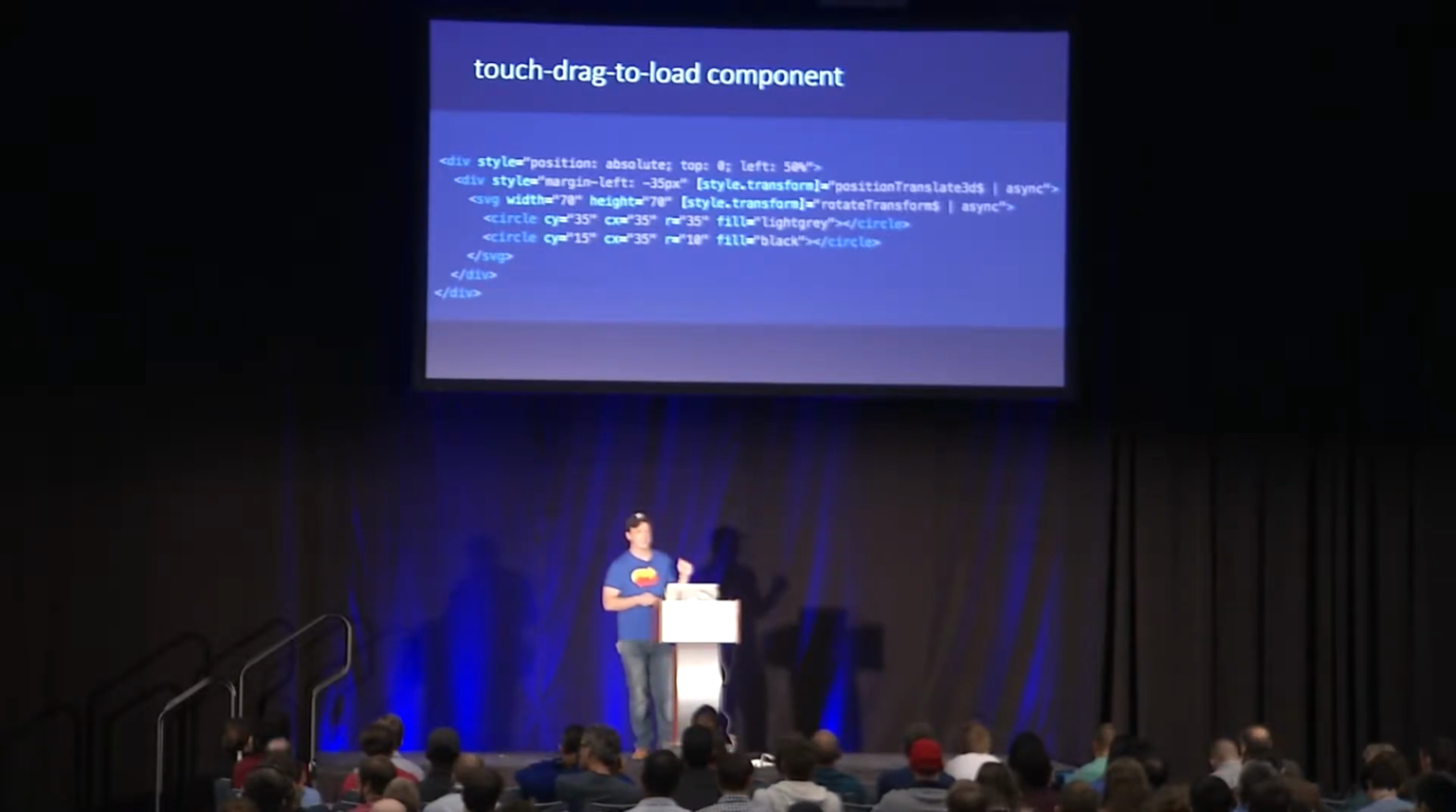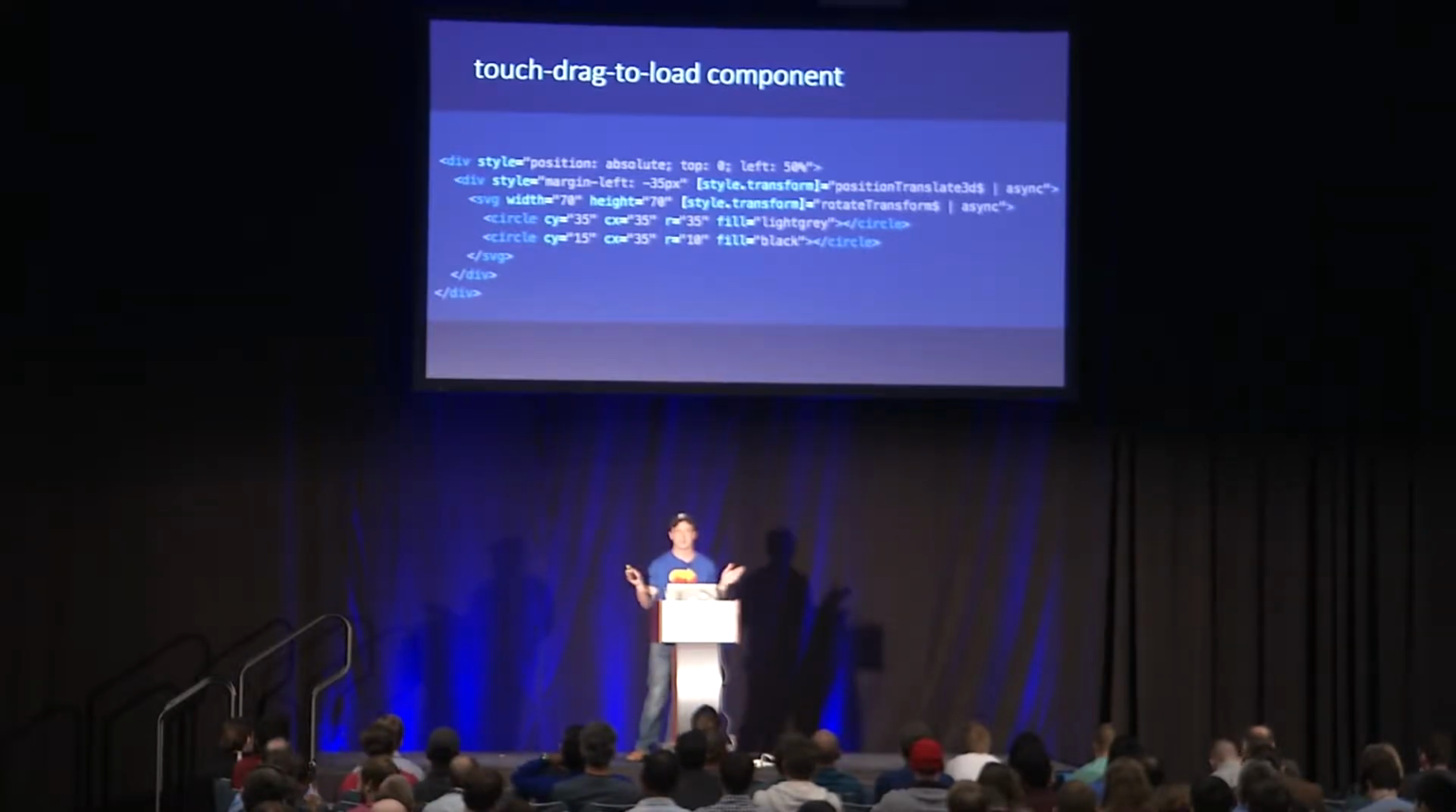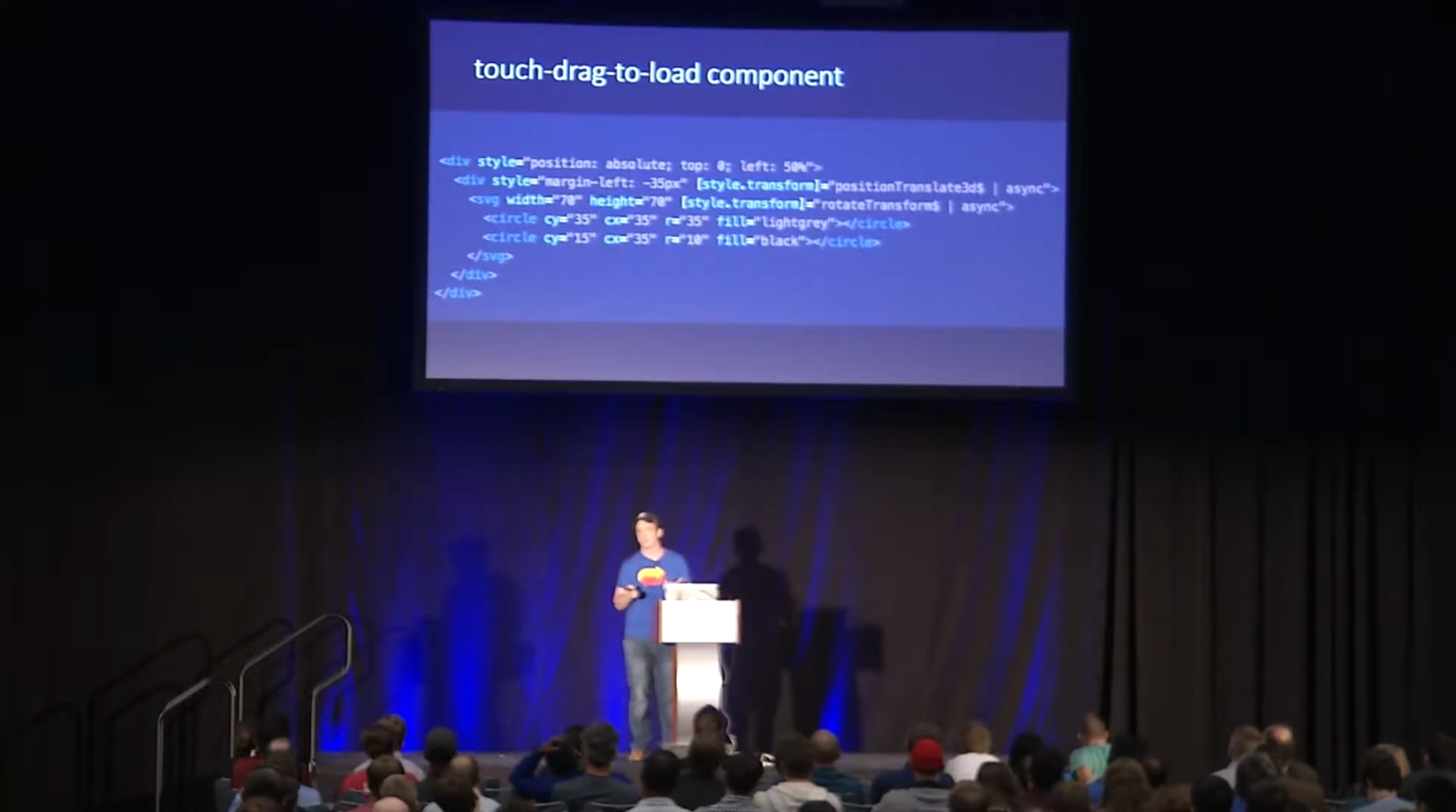And then inside of that, I've got two circles. I've got a light gray circle that has a radius of 35, so that's our 70 pixel diameter circle. And then I've got a black circle that's off-center from it so we can see it spin. Otherwise, it's a spinning circle that has nothing in it.